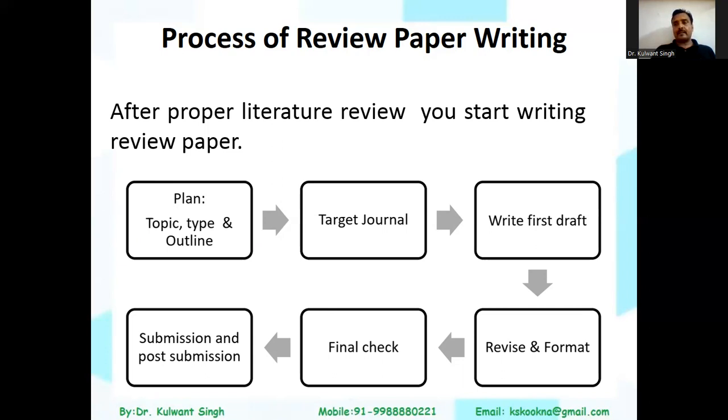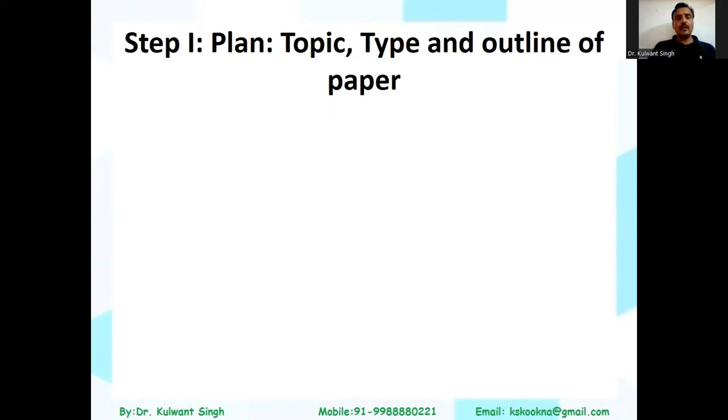Then the final check, proofreading is there. And the last step is the submission of the article to the particular journal and post-submission tasks up to the publication. So this is the complete process of writing a review paper. So we will discuss one by one. First, planning. Planning about the topic, type of the paper and outline of the paper.